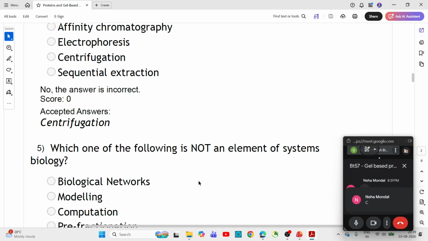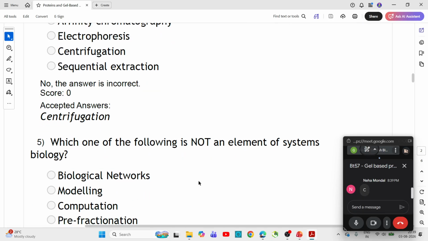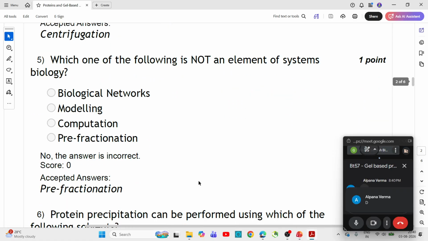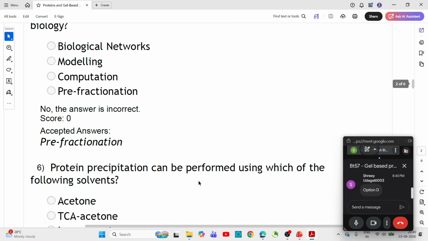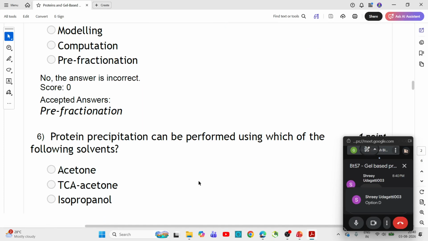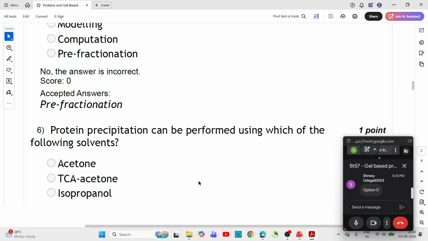Good. Yes, try, Neha Mondal. Try and participate in this question and answer session. Which one of the following is not an element of systems biology? Biological network, modeling, computation, and pre-fractionation. Great. Yeah, it's the pre-fractionation.